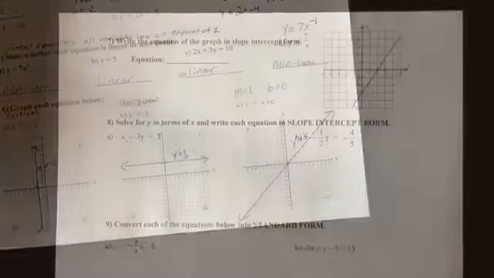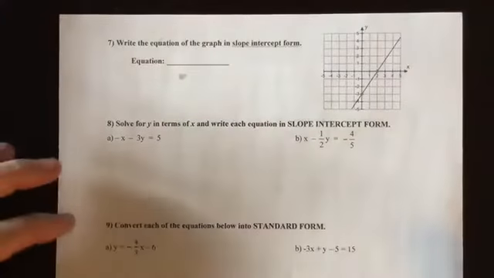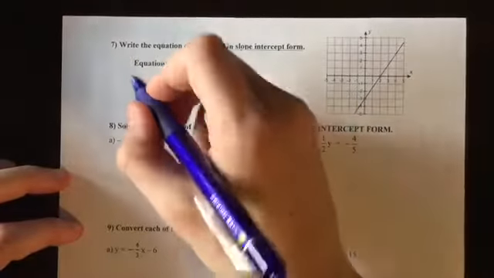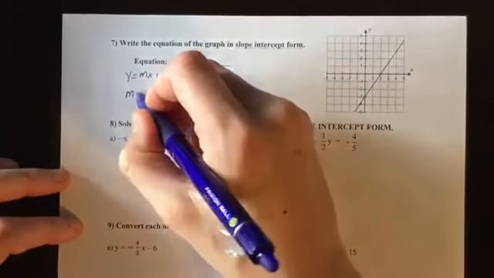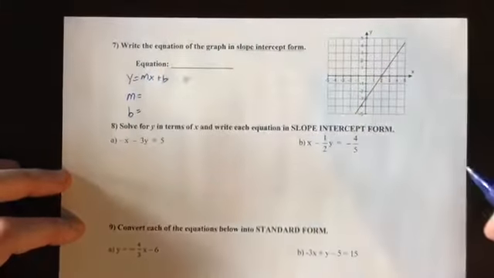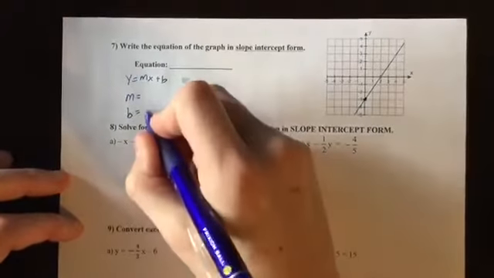And we'll label it. On the second page of our review sheet, number 7, we're going to write the equation of the graph in slope-intercept form here. To write the equation, we need to know the m, the slope, and the b, the y-intercept. I can see the y-intercept right here at -3.